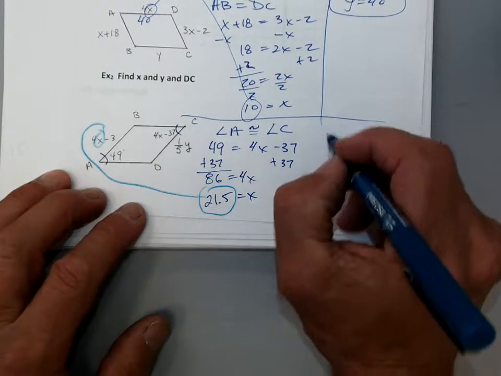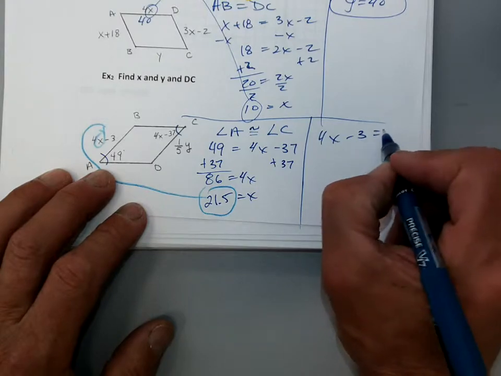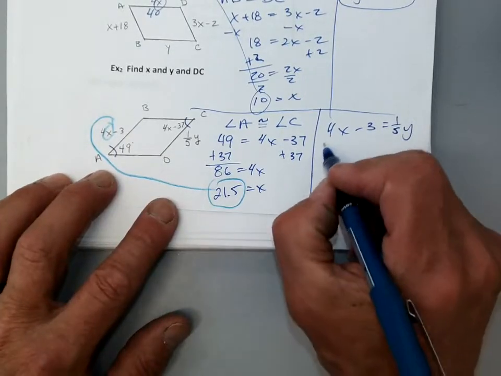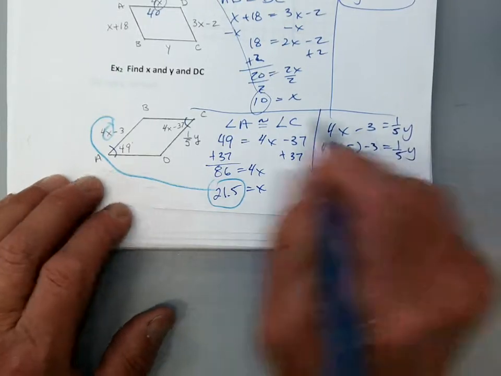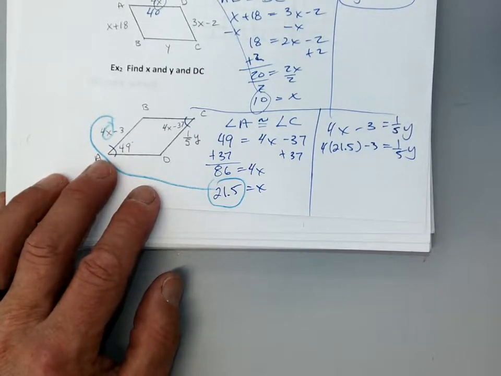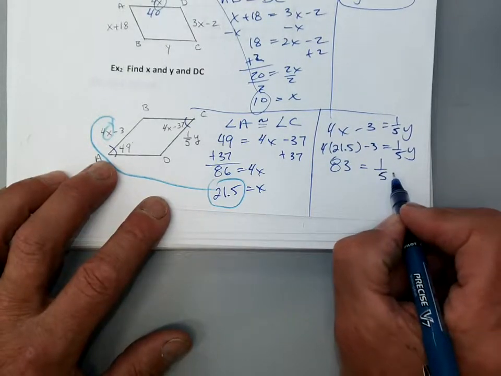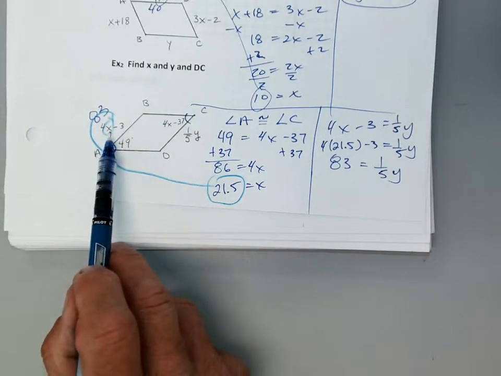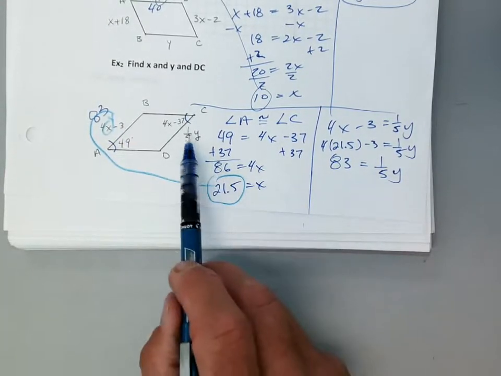So instead of 4x minus 3 equals a 1/5 y, because that's what I really have. These two have to be equal. I've got 4 times 21.5 minus 3 equals a 1/5 y. So I'm trying to figure out what this side is. What is 4 times 21.5 minus 3? This is 83. So this side is 83. So the 1/5 y equals the 83.